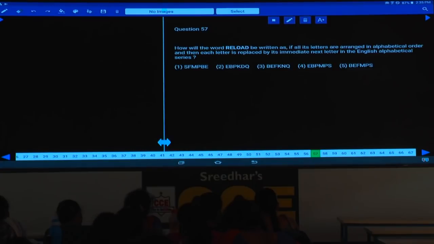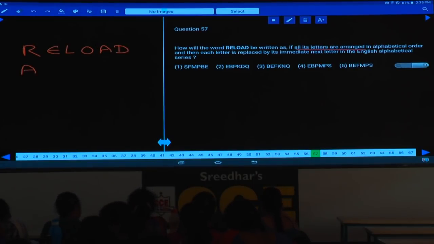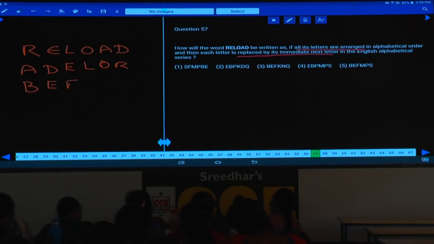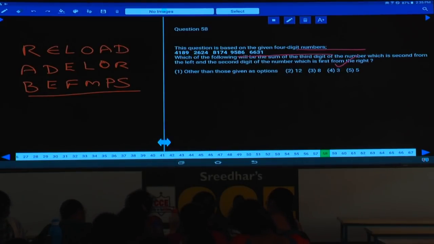Now 57. Now in this question number 57, what is the word here? Reload. Reload is written. Now some statements are given. If all its letters are arranged in alphabetical order, as all the letters are arranged in the alphabetical order, A, D, E, next one L, O, R. And each of these letters is replaced with its immediate next letter. For A, its next letter is B, E, F, M, P, S. B, E, F, M, P, S, that is given in choice 5. Question number 57, choice 5.